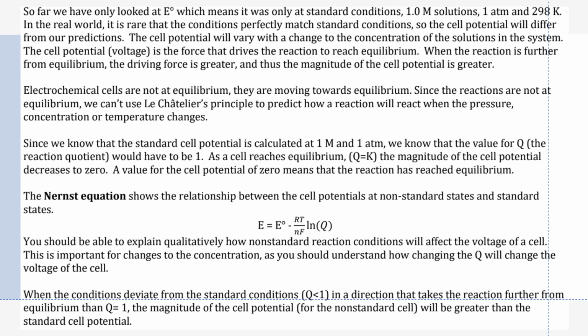So far we looked at E0 and what it means only in standard conditions, such as 1.0 molar, 1 atmosphere, and 298 Kelvin. In the real world, that's not necessarily the case. So the cell potential will differ from our predictions because it's not normally at standard conditions anyway. It will vary as you change the concentration of the solutions in the system.